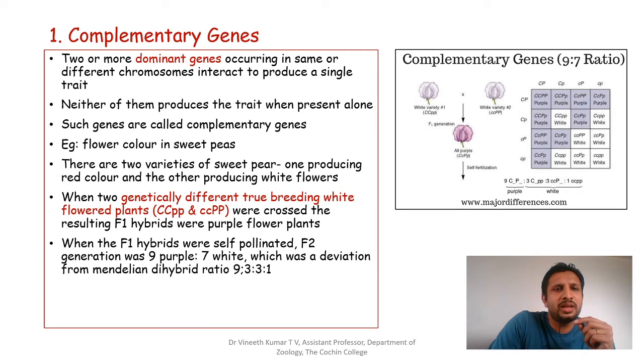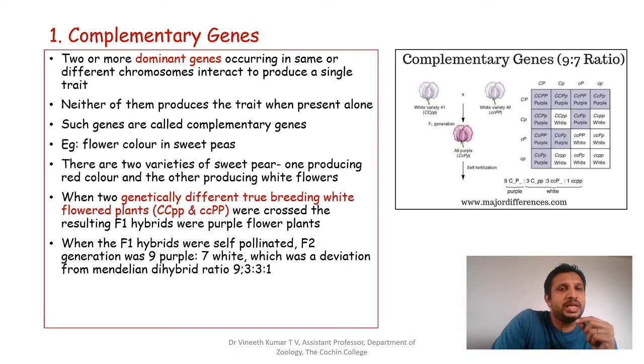So there are two dominant genes, and when they are seen together, they produce a particular trait or character. When they are present individually, that means when one dominant gene is present and the other is absent, or the other is present and the first is absent, they do not produce that trait. Only when both the dominant genes are present will they determine that particular trait. Such an interaction is referred to as complementary genes.